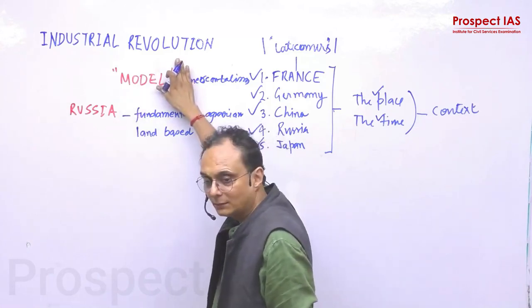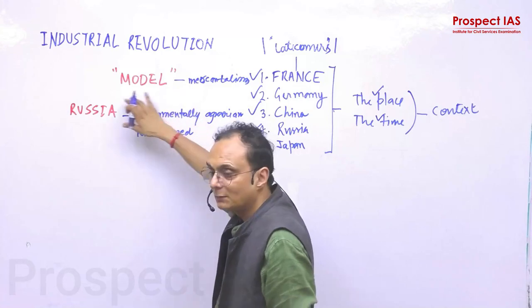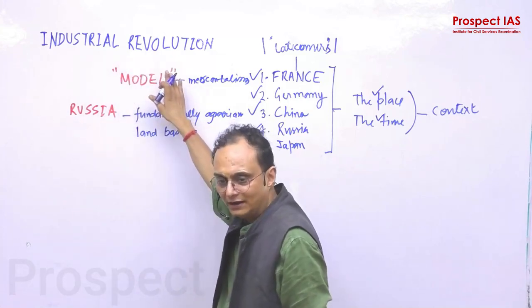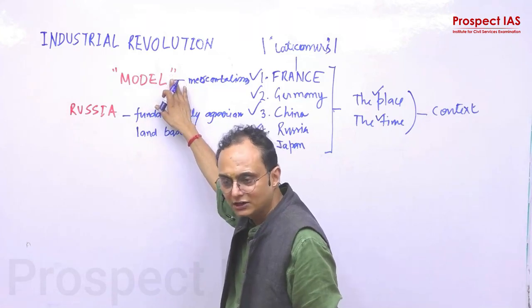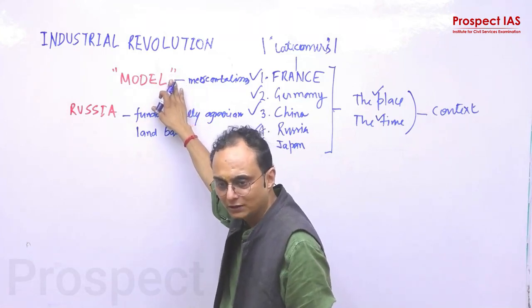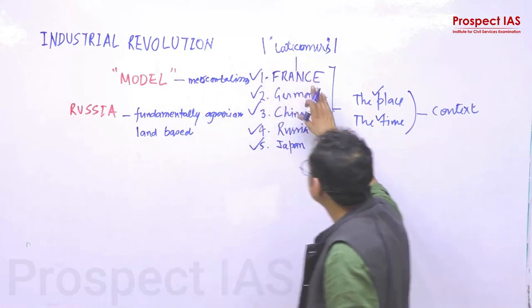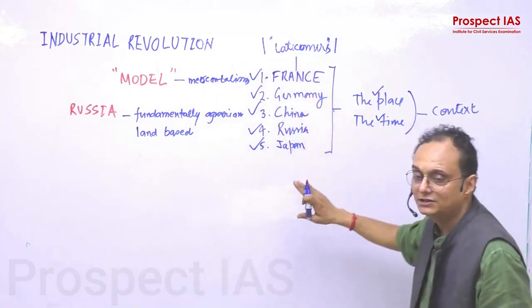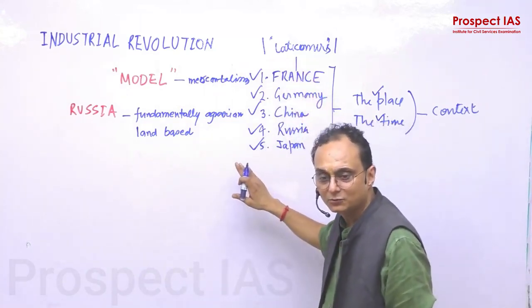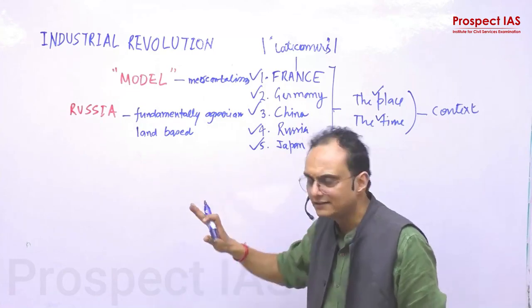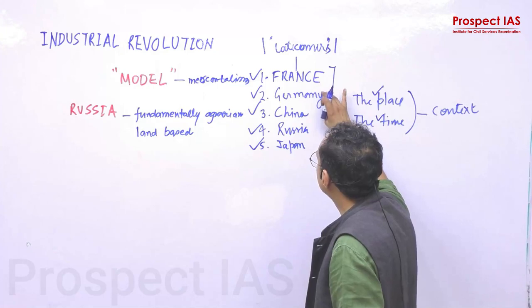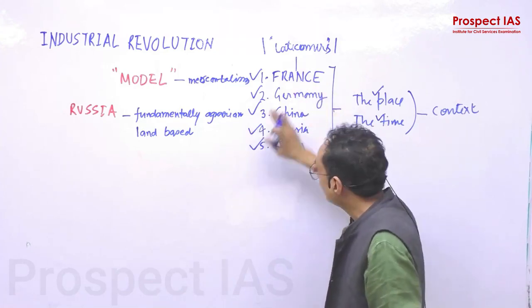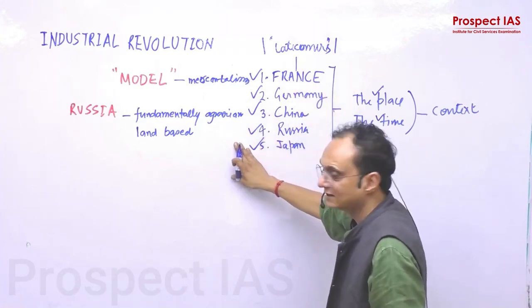We talked about the Industrial Revolution yesterday. I said that a model was created, and we saw what were the specific characteristics of the English model of industrial revolution. But France, Germany, China, Russia and Japan, these are the 5 countries which must be read as case studies, not in very much detail but in short. France, Germany and China will be discussed later. Here today I am going to discuss Russia and Japan.